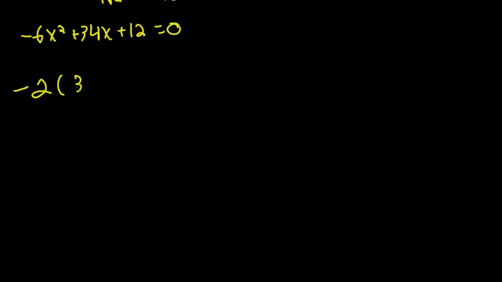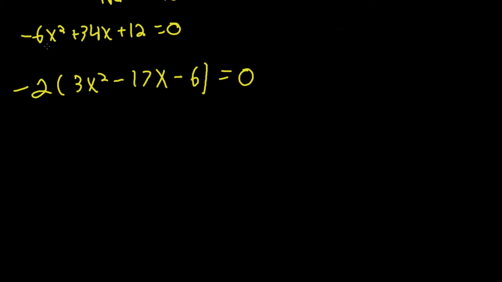I'm left with 3x squared. And remember, when I factor out the negative, change the signs of everything on the inside. So I have 3x squared minus 34x divided by 2 is 17, so 17x, and 12 divided by negative 2 is negative 6, equals 0.